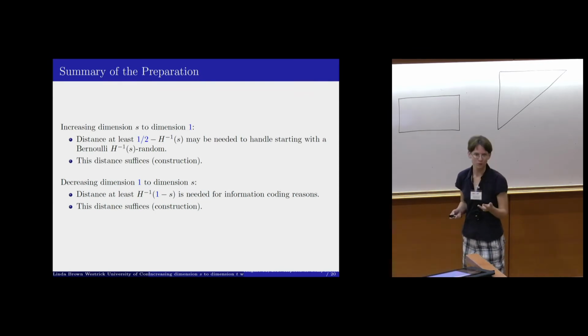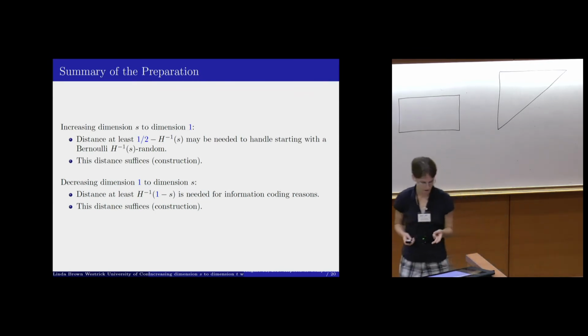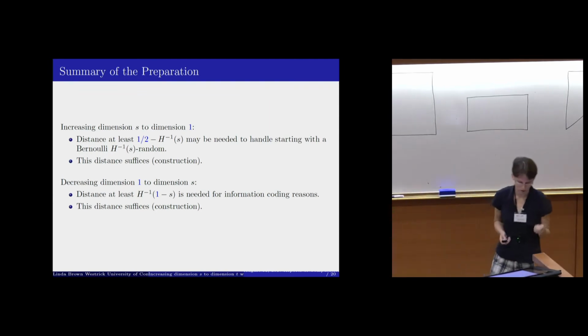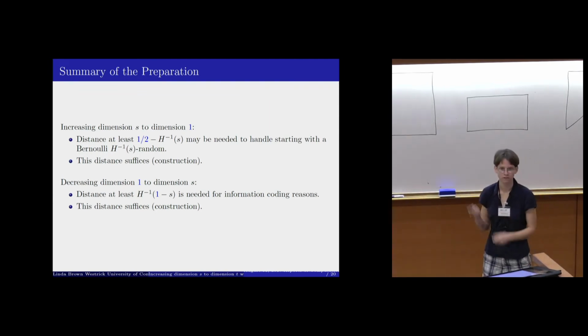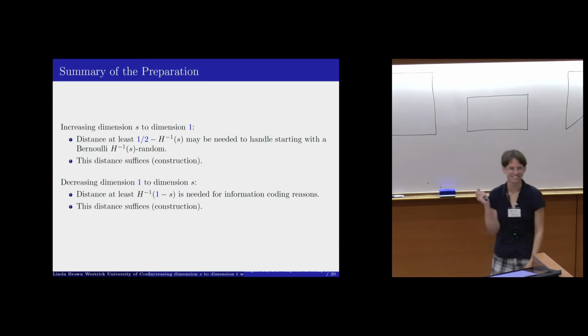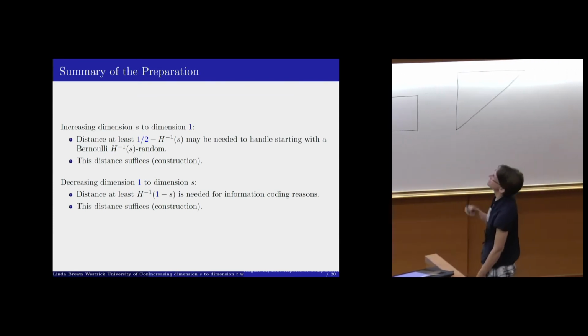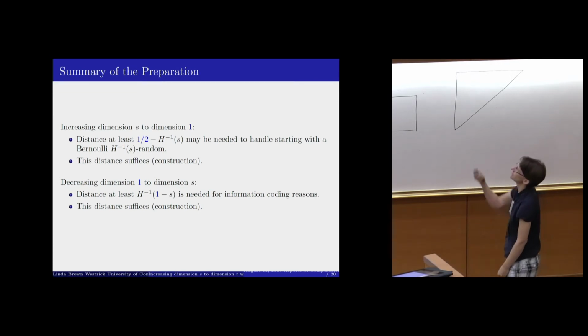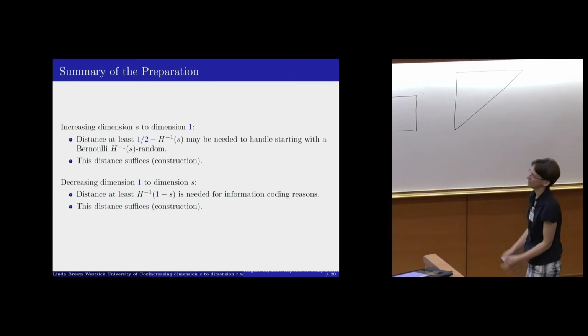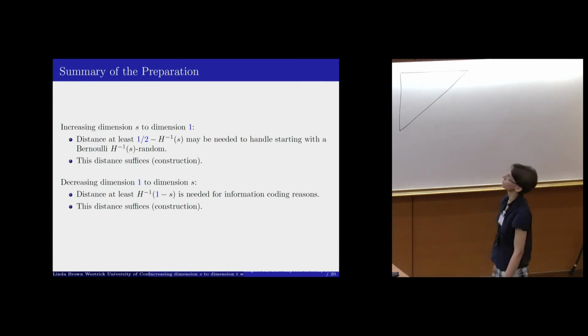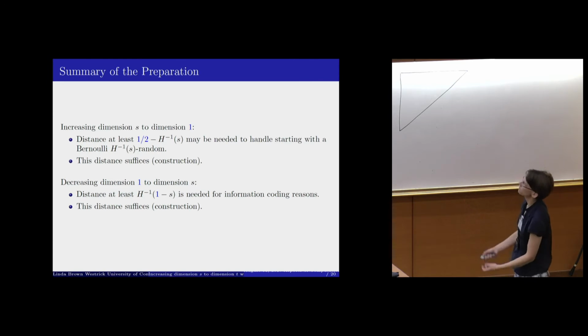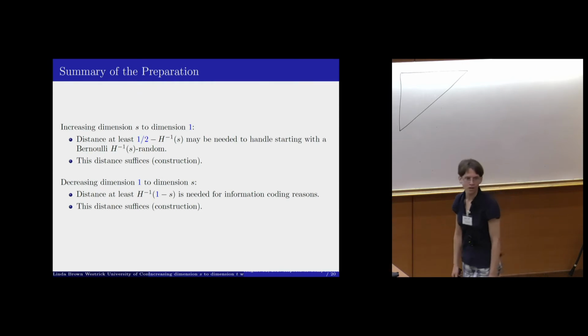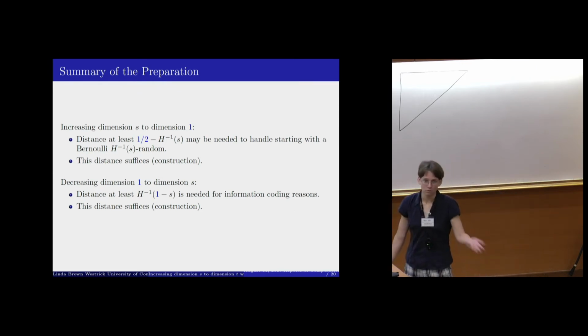Okay, so those were the two preparation examples. So, a summary of what we did: if you want to start out with dimension S and increase it to dimension 1, then you might need at least distance 1/2 minus h inverse s to do that, and that distance is enough by that convexity-based construction. And if you want to decrease the dimension from 1 to dimension s, just for information coding reasons, you're going to need at least h inverse 1 minus s, but this distance is also sufficient.